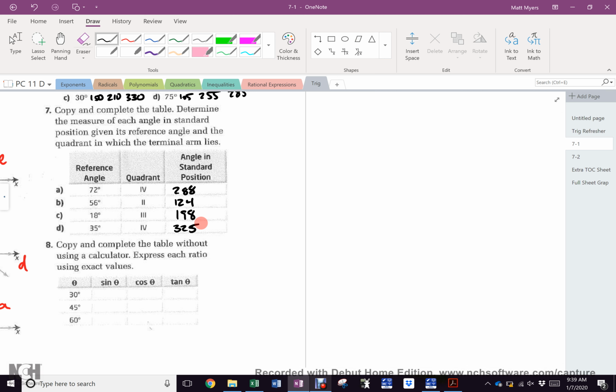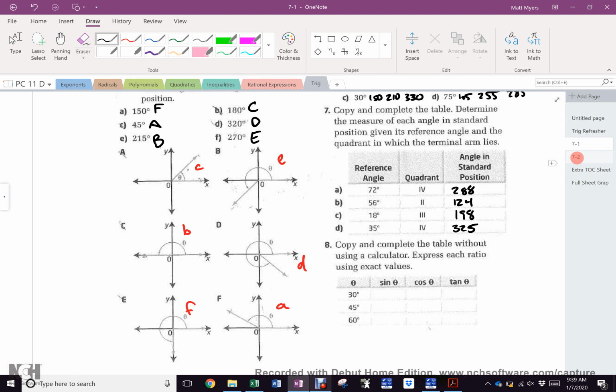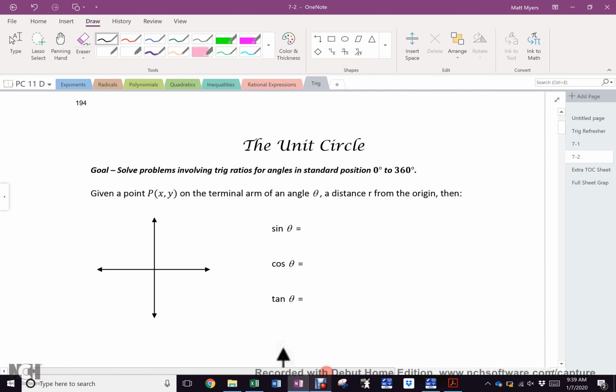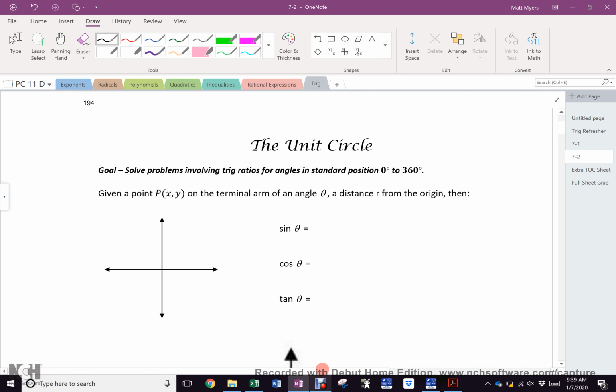Is everybody good with reading standard position and reference angles? Obviously, if you weren't here yesterday, this means nothing to you unless you watched the video. Is everybody cool who was here? All right. Let's move it along. This should be your page 194. Yeah? Okay.